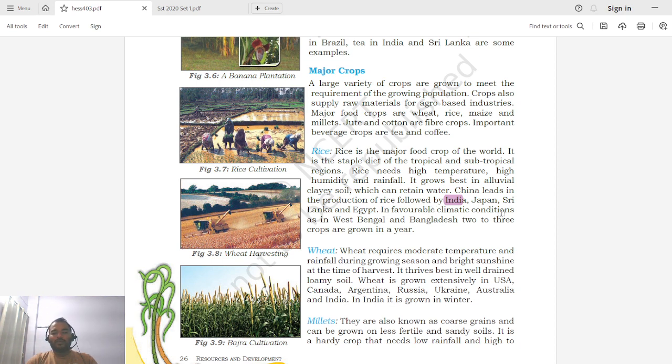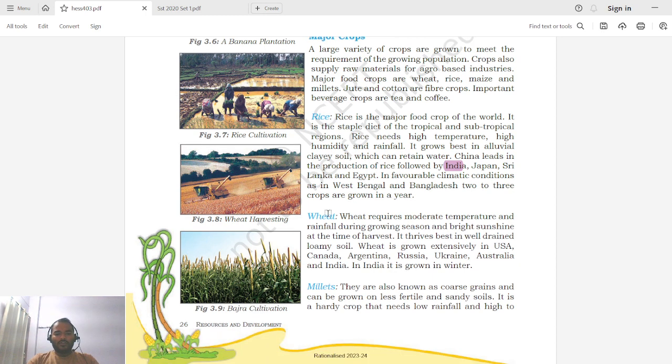In favorable climatic conditions, as in West Bengal and Bangladesh, 2 to 3 crops are grown in a year. We have also seen that wherever there are favorable conditions and sufficient rainfall, more than one crop can be taken. The major crop is rice, followed by wheat or an oil seed crop. Next is wheat.